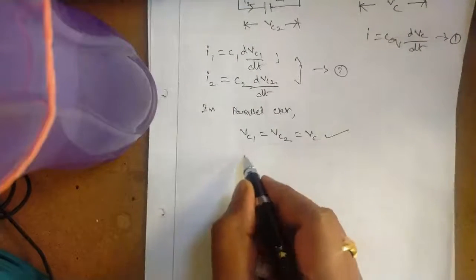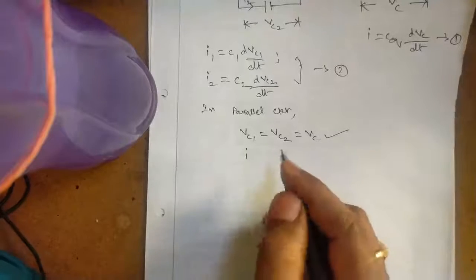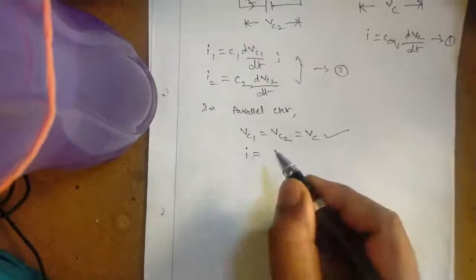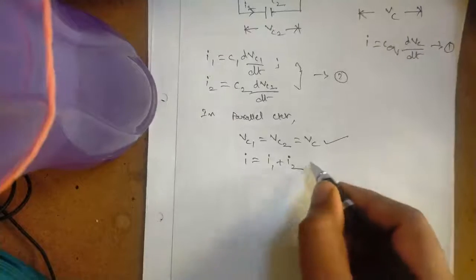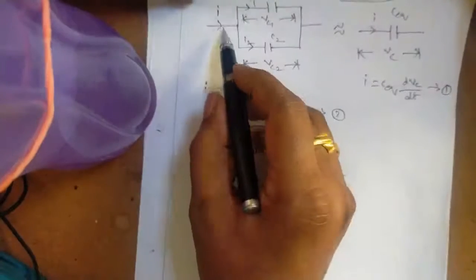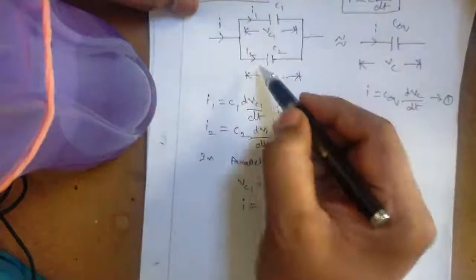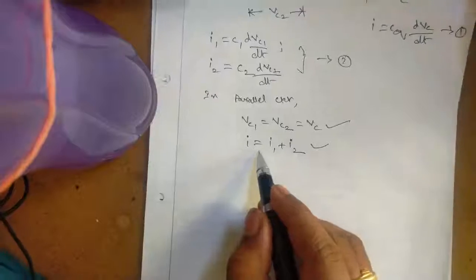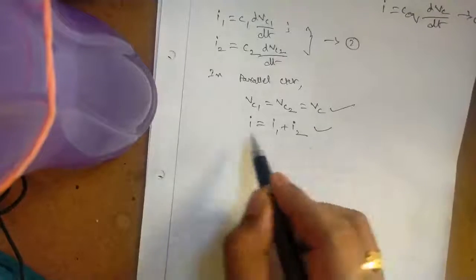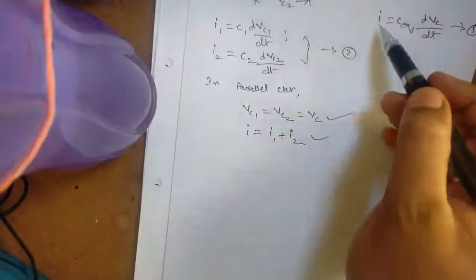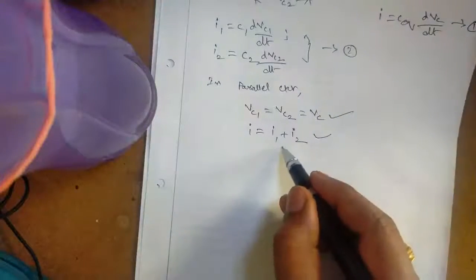And we know that the total current in a parallel circuit is equal to the sum of the individual currents passing through the elements. The total current I is equal to I1 plus I2. In a parallel circuit, voltage is the same, current divides, and the total current is equal to the sum of the individual currents passing through the elements. Now substitute these three in this expression.